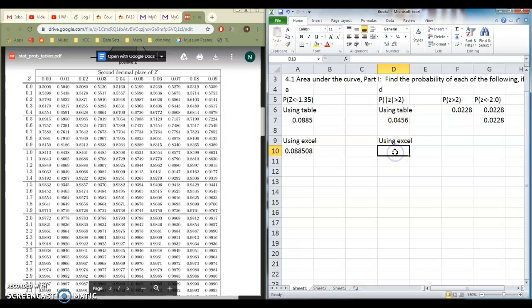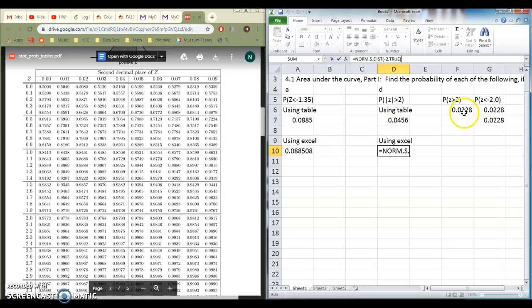Using Excel, we do a pretty similar thing. Do equals normal standard distribution, our z-score. We can't put absolute values in here. Our z-score is going to be less than negative 2, so I'll type in negative 2, true for cumulative. And so that's just going to give me the first number. It's going to give me this number here when I hit enter. Notice it's slightly different only because here we get a little more precision. Here it's rounded at the 4th place.